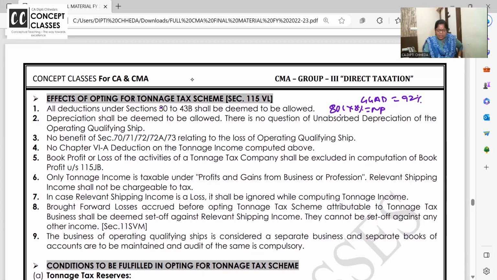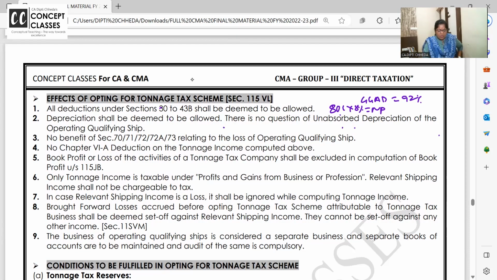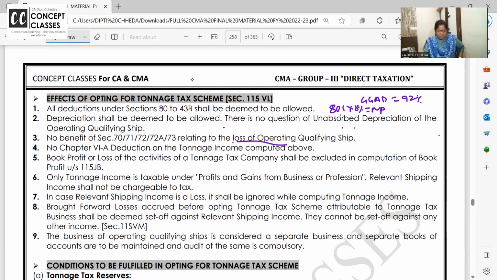Depreciation shall be deemed to be allowed. There is no question of unabsorbed depreciation. No benefit of losses will be allowed. No chapter 6A deductions.